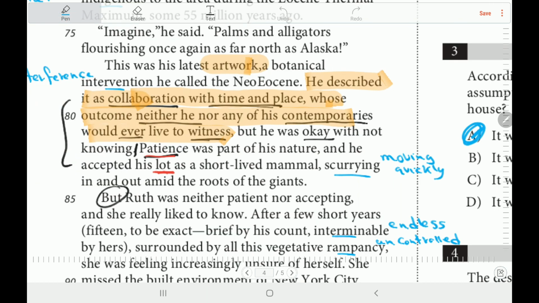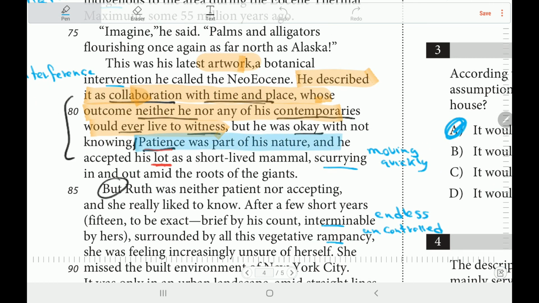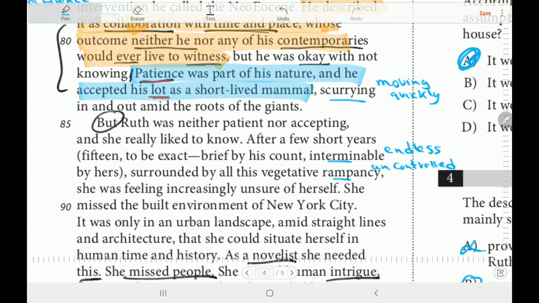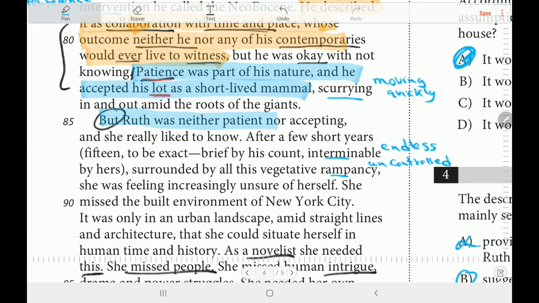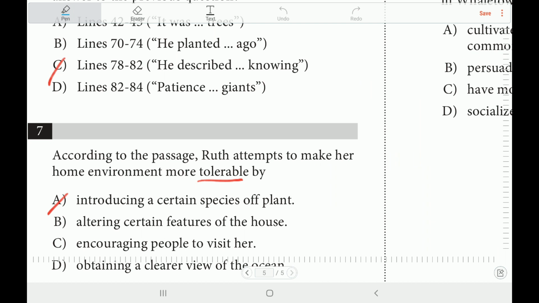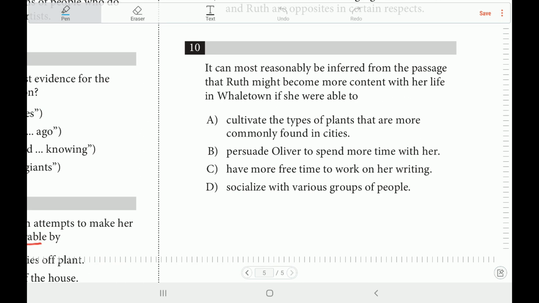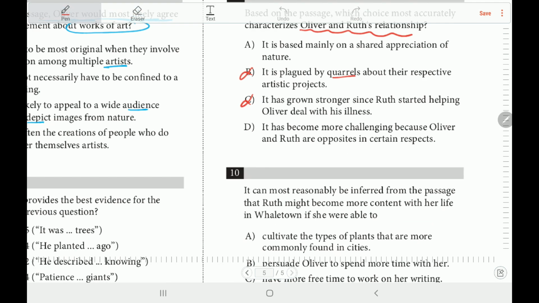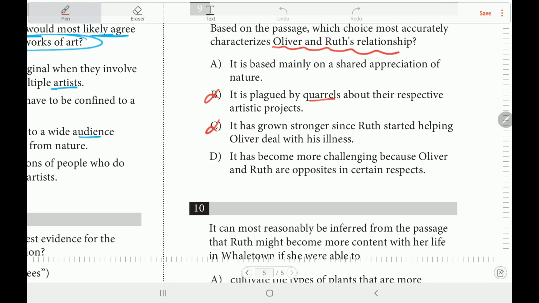Yes, line 82. When he said patience was part of his nature and he accepted his lot as a short-lived mammal. Okay, remember here when he said, but Ruth was neither patient nor accepting. So they have opposite traits. They have opposite qualities. So I think it's all about D. Yeah, opposite. So it has become more challenging because Oliver and Ruth are opposite in certain respects.